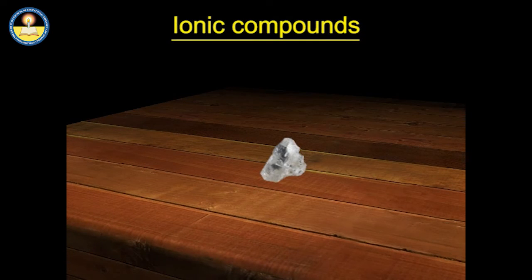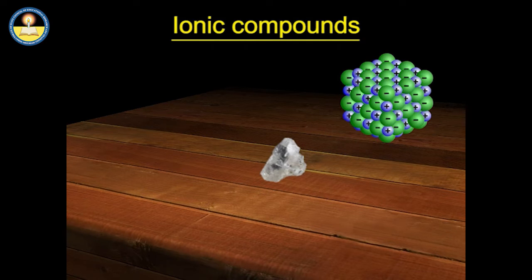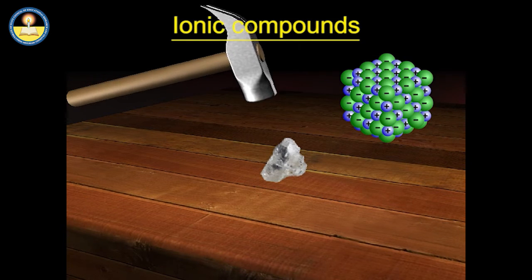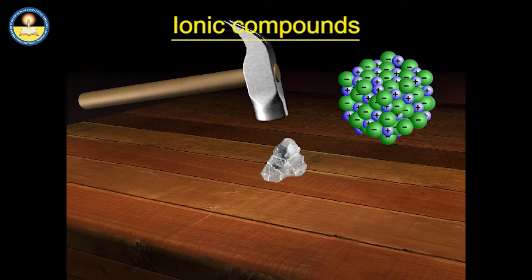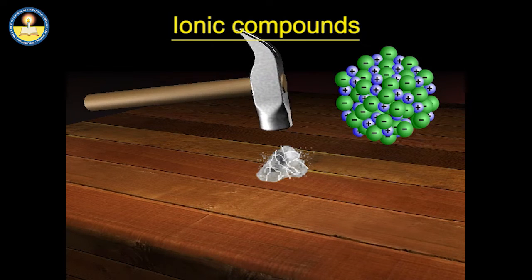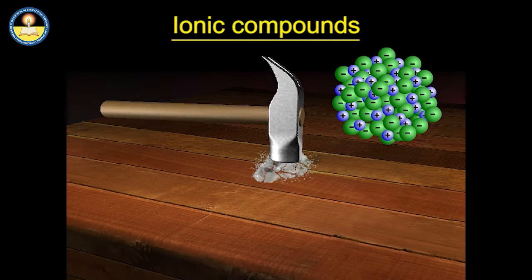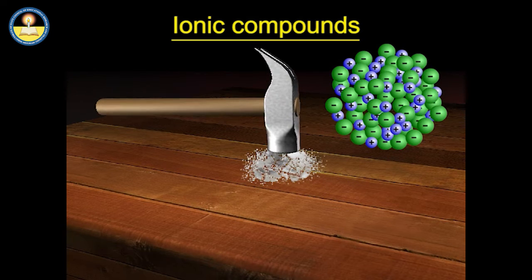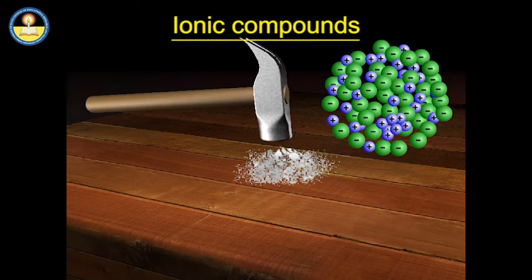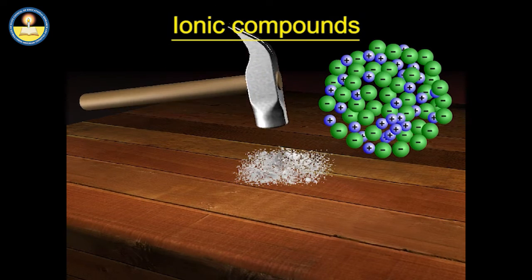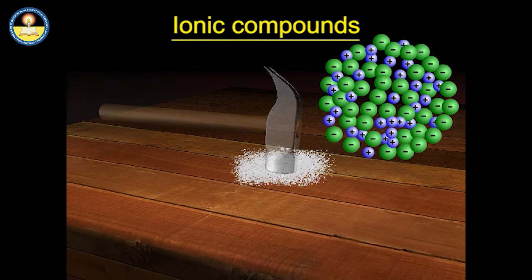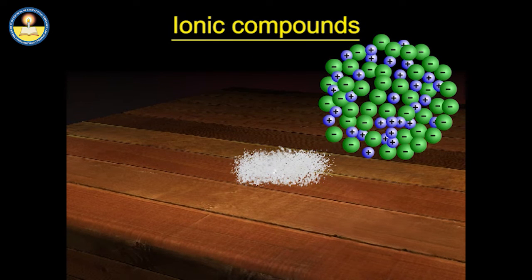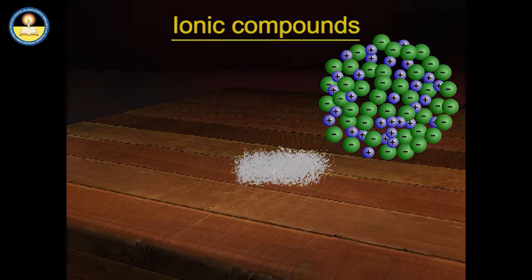The reason for brittleness of ionic compounds can be related to the close packing of oppositely charged ions. On hammering or subjecting them to pressure, the arrangement of cations and anions gets disturbed, resulting in an increase in the repulsive forces because of similarly charged ions coming closer. This results in breaking of the ionic crystals into smaller pieces.